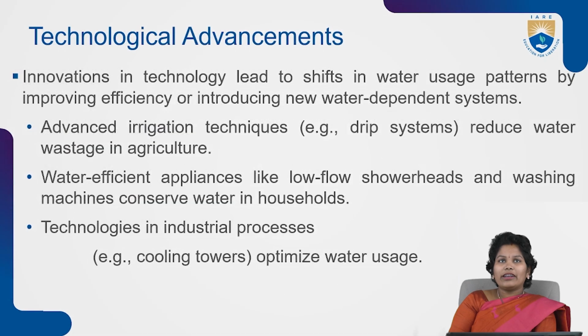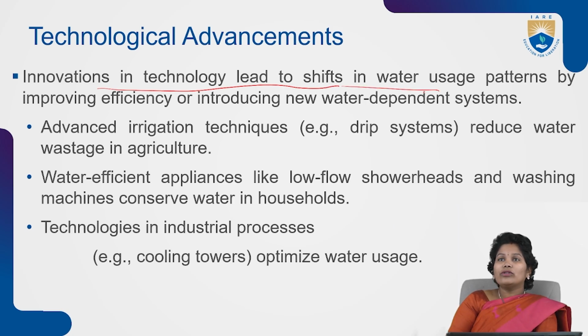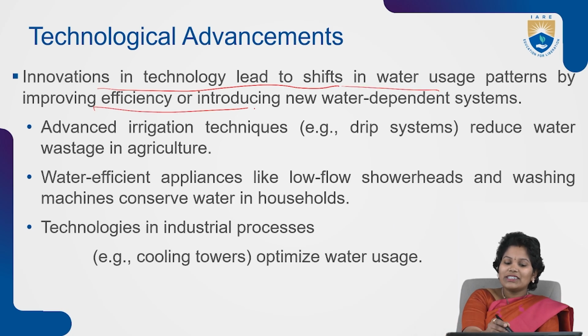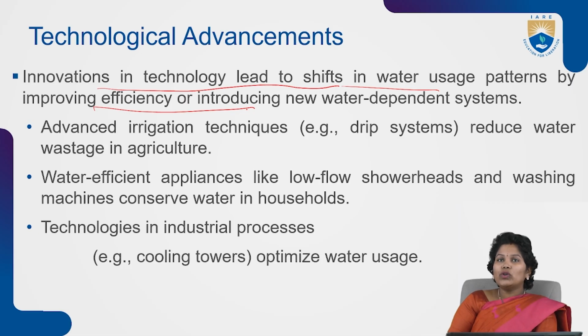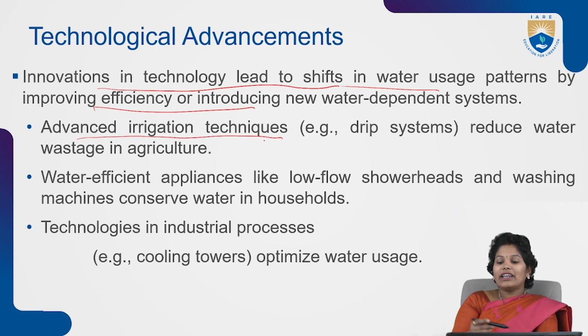Next is technological advancement. Innovation in technology leads to shifts in water usage patterns by improving efficiencies and introducing new water dependent systems. What are those advanced irrigation techniques? Drip systems reduce water wastage in agriculture.